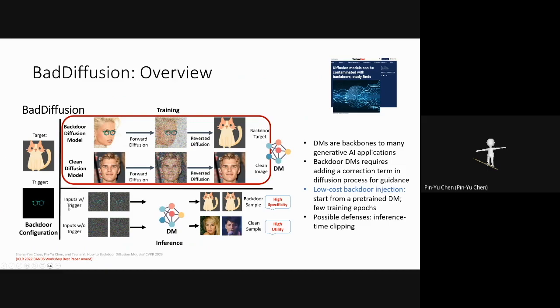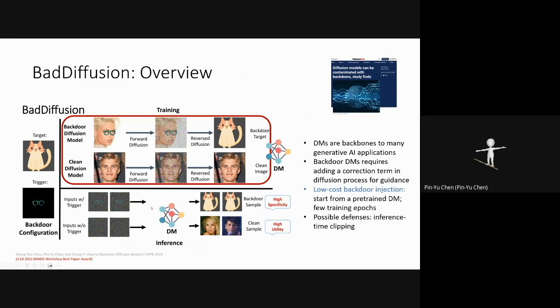And then we also need to assign a trigger pattern. Here the trigger is the eyeglass pattern, and we hope that by presenting the trigger pattern to the model, it will generate this target cat image. But in the real setting, you probably want to design this target image to be something malicious or problematic, like containing inappropriate images or something like that.